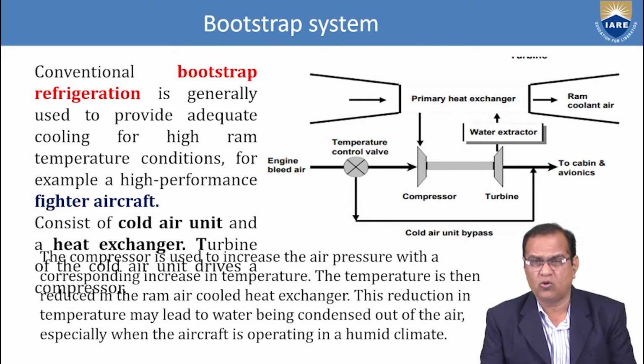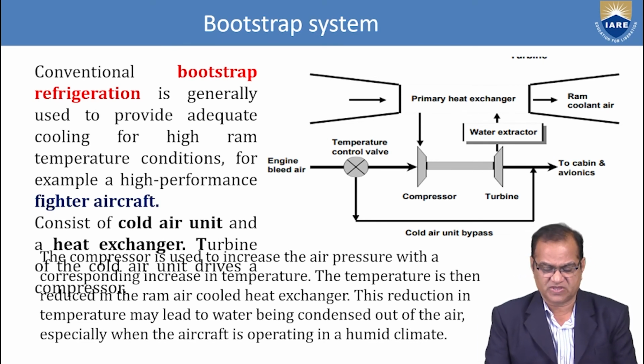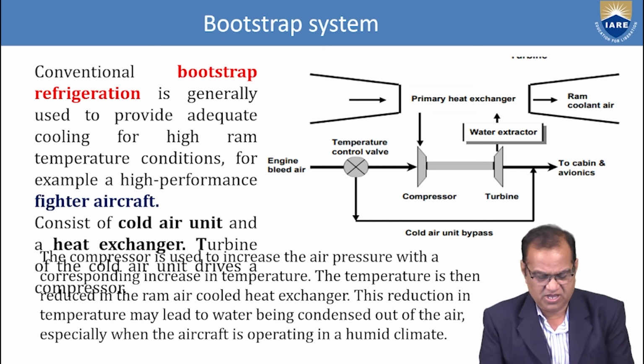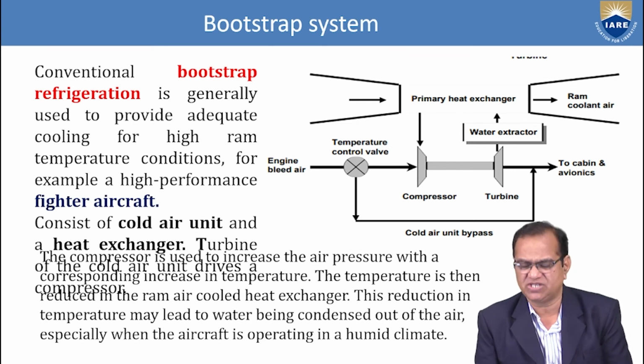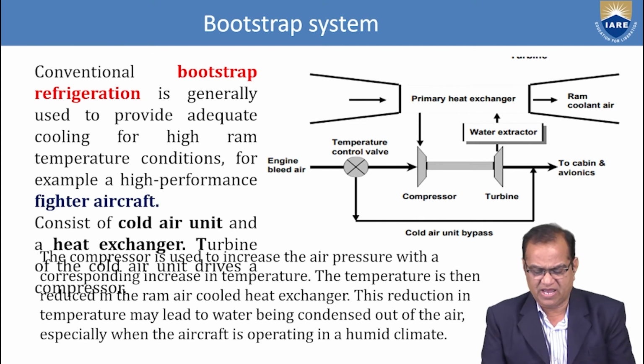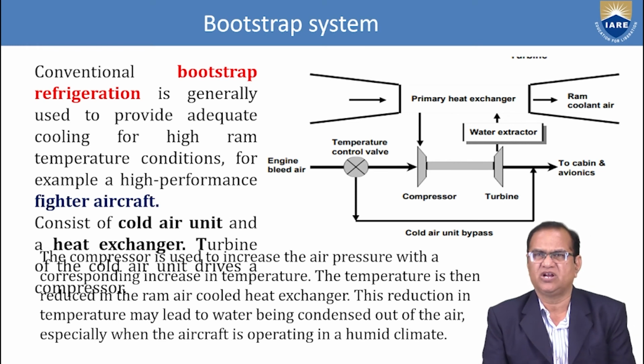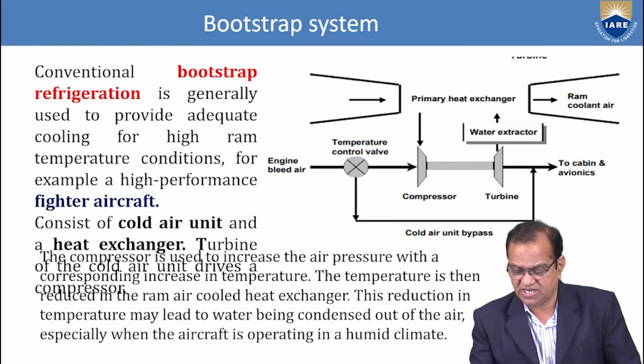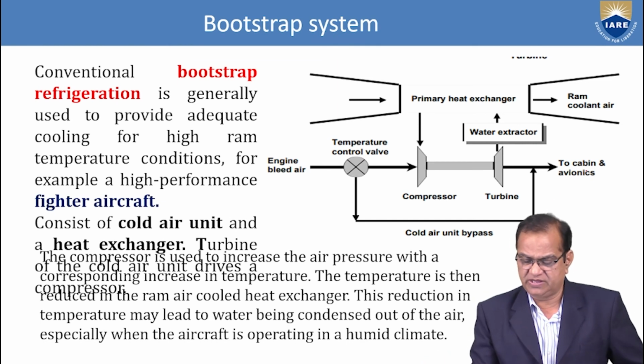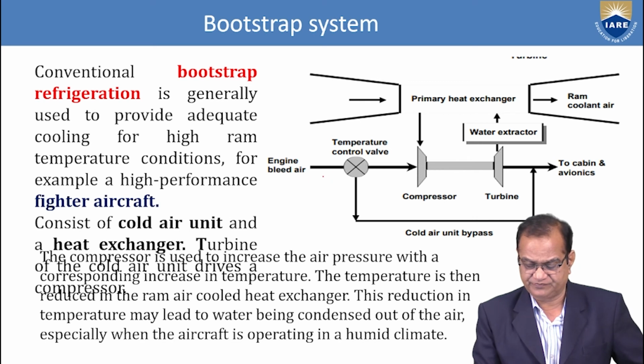It consists of a cold air unit and a heat exchanger. The compressor is used to increase the air pressure, with a corresponding increase in temperature. The temperature is then reduced in the ram air cooled heat exchanger. This reduction in temperature may lead to water being condensed out of the air, especially when the aircraft is operating in a humid climate.